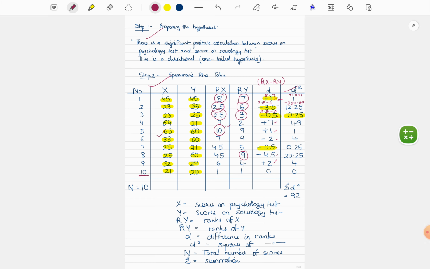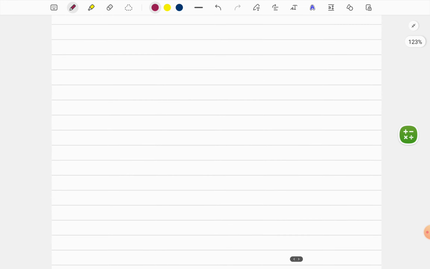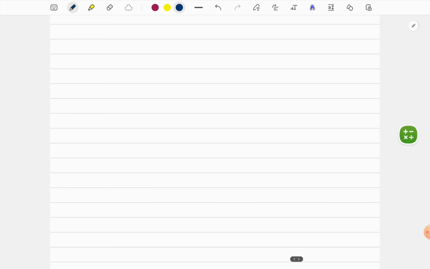Now if you practice enough sums, you will know the formula by heart. It's very simple also, but you don't have to memorize it for the paper. They'll always give it in the paper. Okay, so let's take step 3: calculate Spearman's row value.